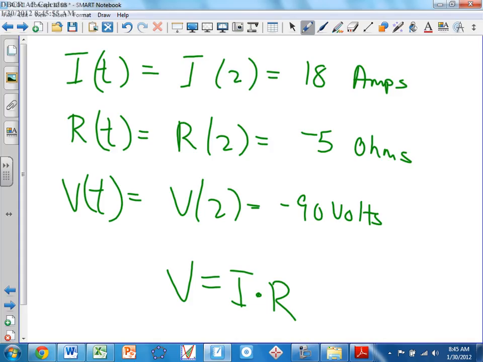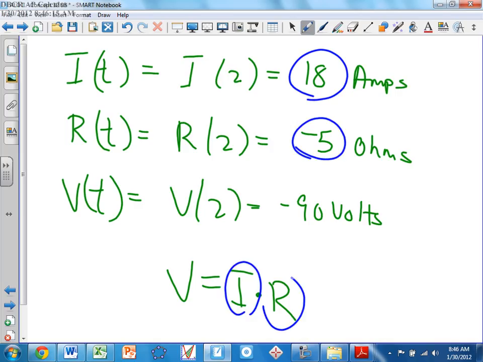So you can have functions for resistance, voltage, and current, and you can evaluate those functions at certain locations and then just multiply them to get the answer. Or you can multiply the whole function like we did and plug in a 2 and still get the same answer. What I'm showing you is that if you multiply these two numbers, I times R, you get the voltage. You end up getting the same number.